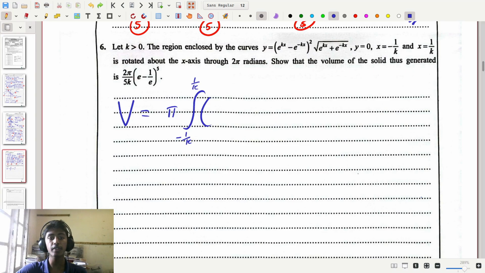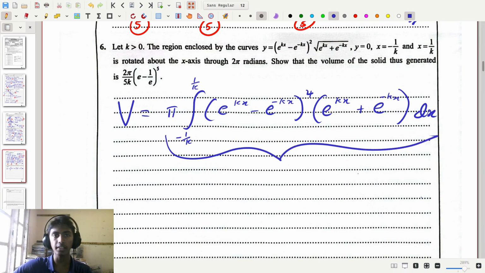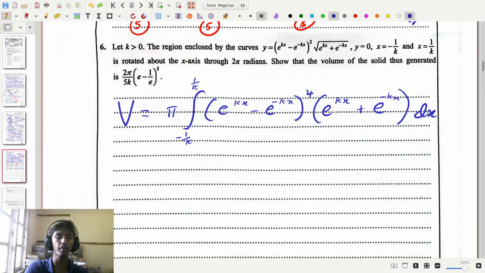Now if we substitute the actual function into here, the function squared, if you square the first part, is going to be (e to the kx minus e to the minus kx) to the power of 4, since if you square the square it's going to be the power of 4, and then we need to multiply this square root by itself, which is going to give us the internal bit, which is e to the kx plus e to the minus kx, and this needs to be integrated with respect to x. So this entire expression is going to give us the answer we're looking for. Now all you have to do is simplify it.